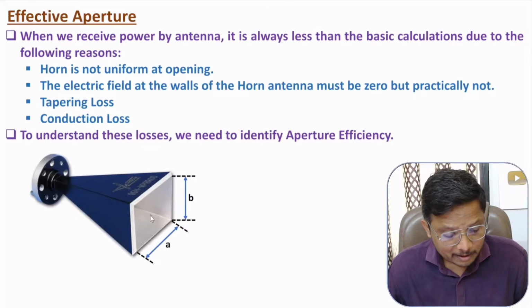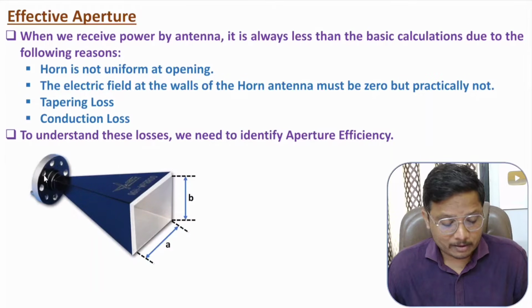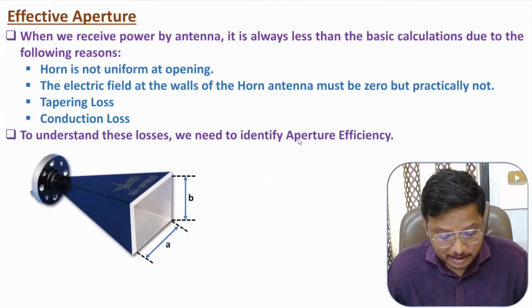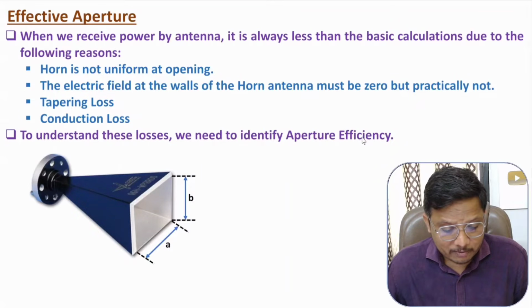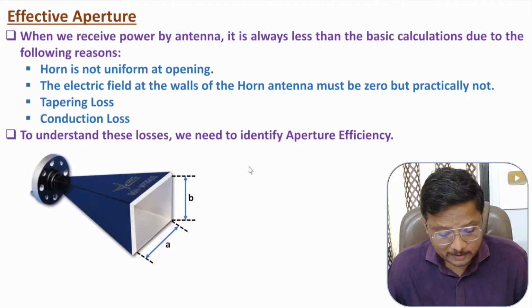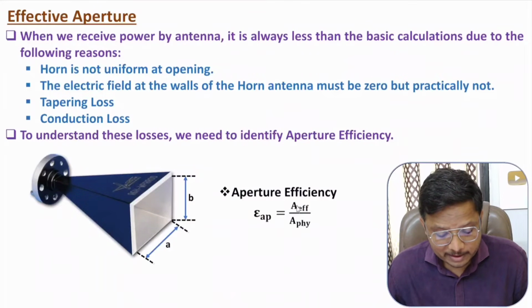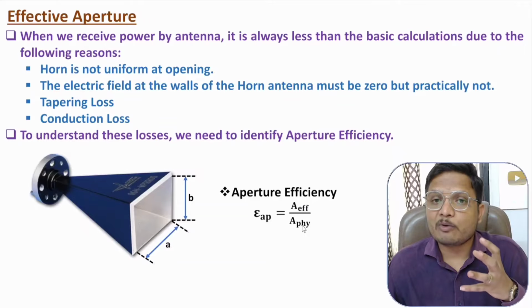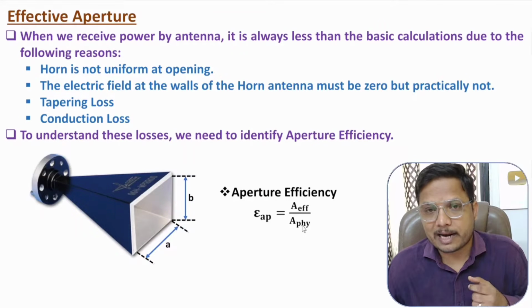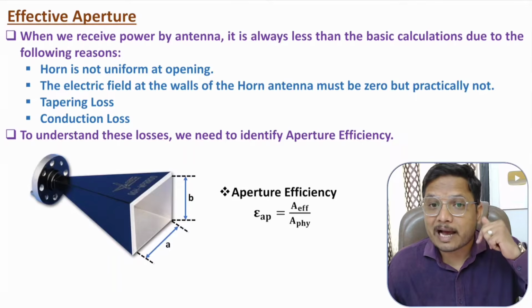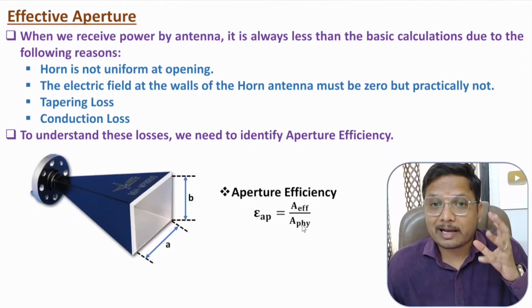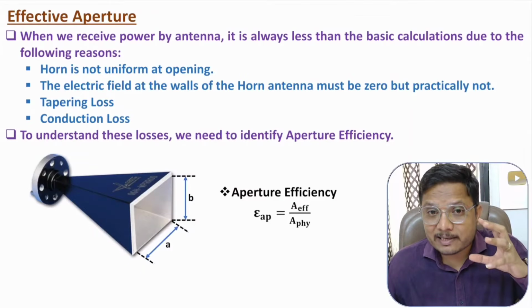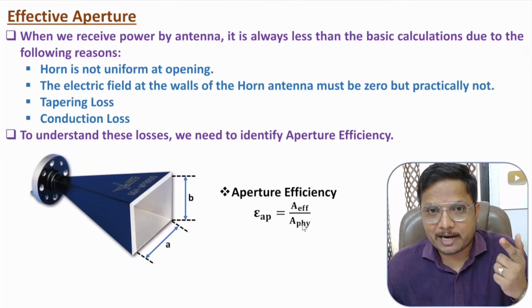So with a horn antenna we can have different reasons because of which we may receive less power compared to the ideal calculation. So here we need to understand aperture efficiency. Based on that, one can calculate effective aperture. Aperture efficiency is effective aperture divided by physical aperture, right? So effective aperture explains how much practical power we receive. Physical aperture explains how much ideal power can be received. Collecting aperture explains how much power is received from which direction, right?